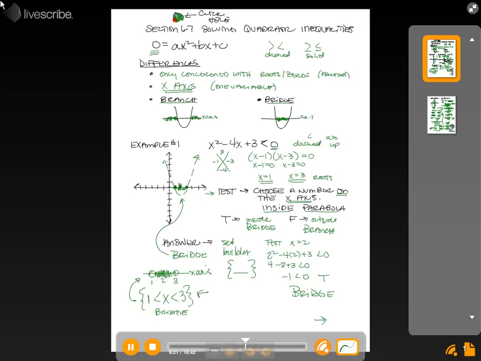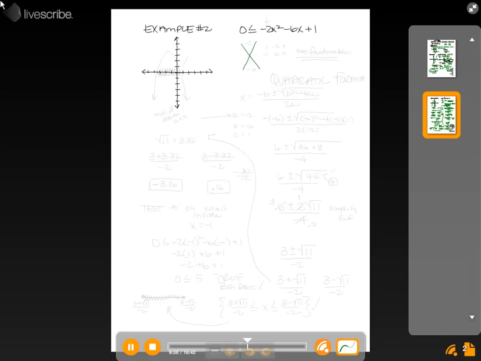Okay, we're going to do another example. We're going to show all of this again. In example 2 here, we have 0 is less than or equal to negative 2x squared minus 6x plus 1. So the first thing we need to do, we're going to jump right in, and we're going to factor. A times c is going to be negative 2 times 1, and b is negative 6, goes on the bottom.